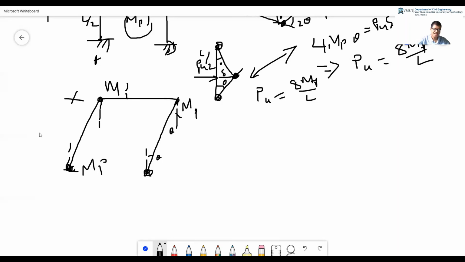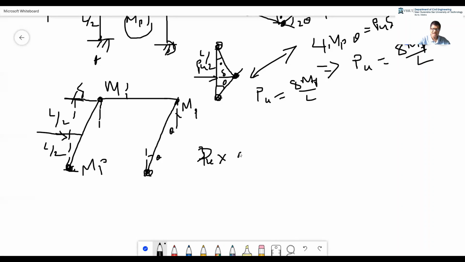Load is not acting here. Load is acting here. So this is your delta, and this is L by 2. This is also L by 2. So this multiplied by this, L by 2 into theta, will give the value of your mechanism.